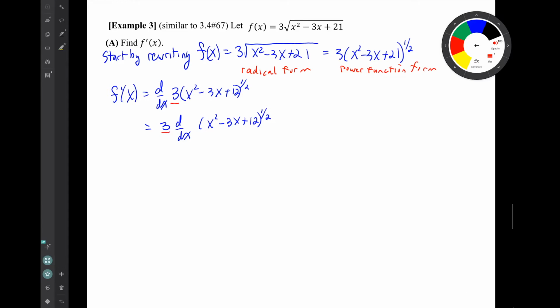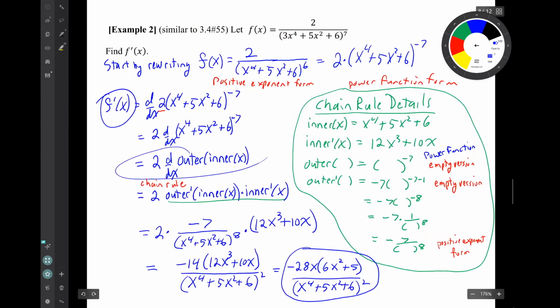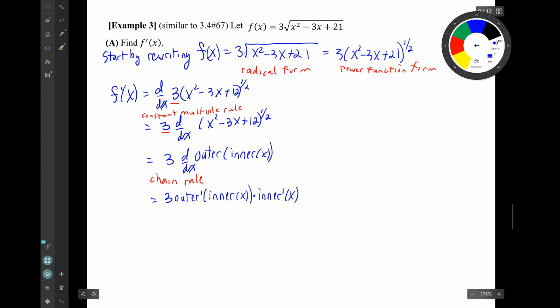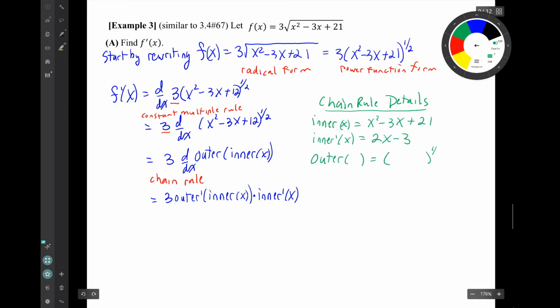So we use the constant multiple rule. Now we do what we did in the previous two problems. We recognize the form of the chain rule. And as we have done in the previous two problems, we do the details over in a green chain rule details box. So there's our outer function, and it's worth reminding us again that this is a power function. The subject for today is chain rule problems where the outer function is a power function. And of course, this is the empty version of the outer function.